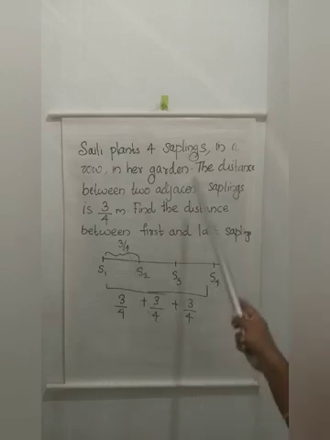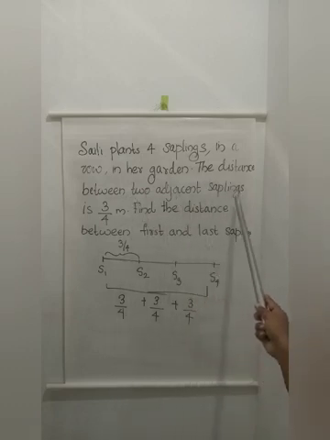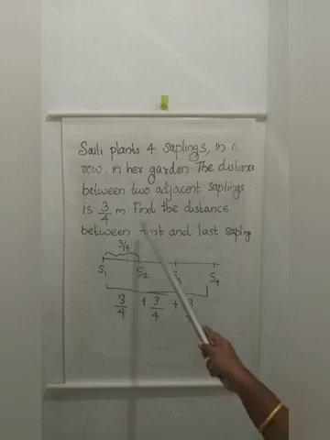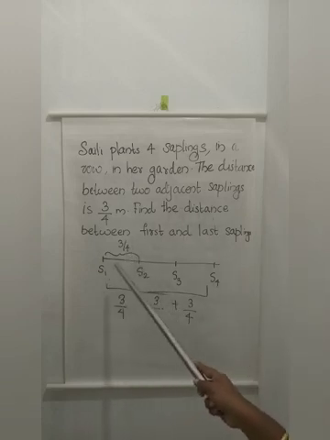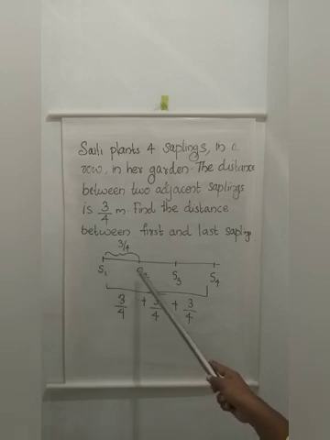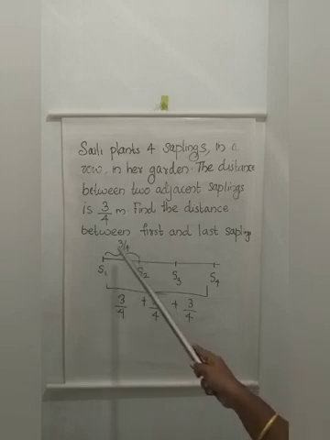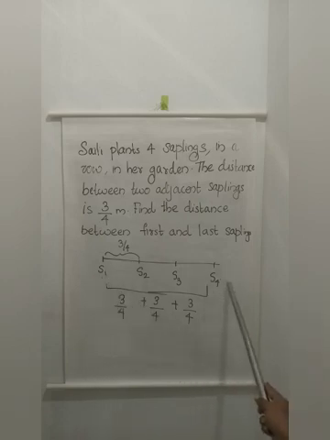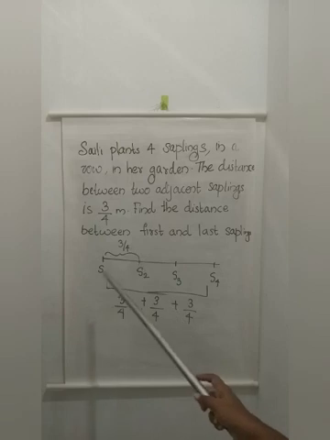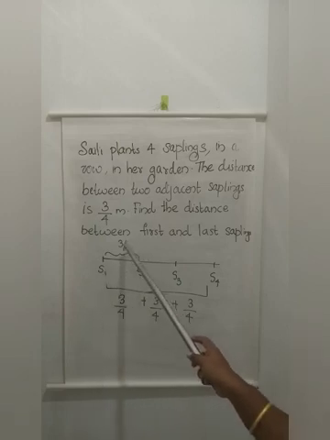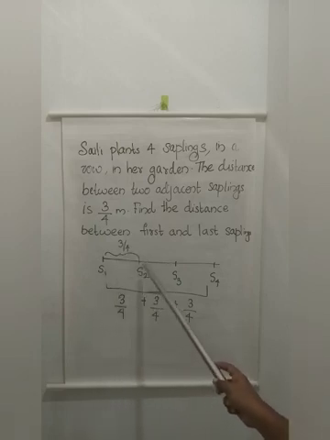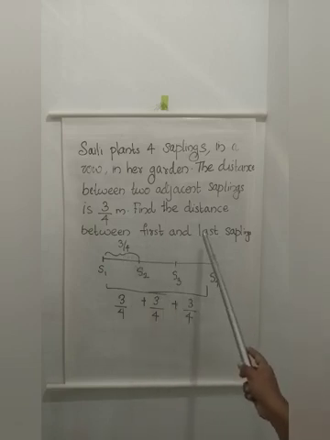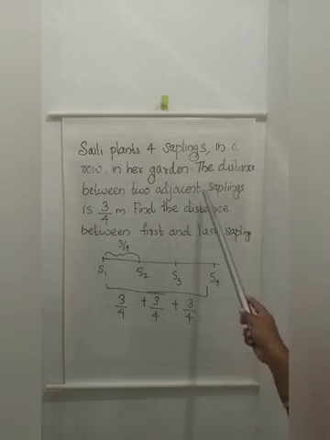And it is given that the distance between 2 adjacent saplings, that means between S1 and S2, the distance is 3 by 4. Adjacent means lying near. So between S1 and S2 the distance is 3 by 4. The question is, what is the distance between S1 and S4? How can you find? You know between S1 and S2 the distance is 3 by 4. Similarly S2 and S3 also the distance is 3 by 4. S3 and S4 also 3 by 4. It is given in the question like that.